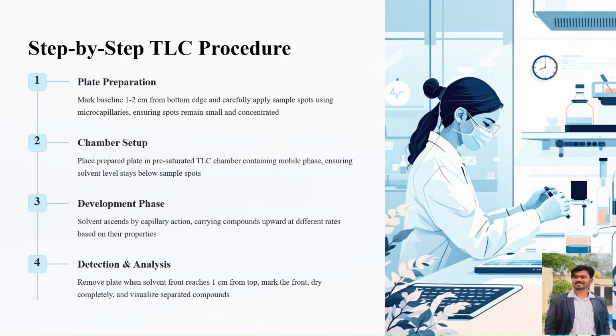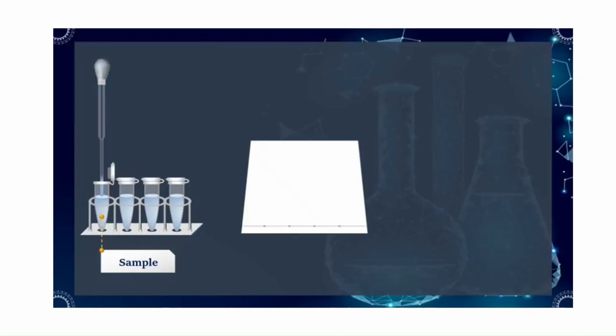Now coming to the next slide, the TLC procedure. At first, the plate preparation, we have to make the plate as I discussed before, and then chamber setup. The prepared TLC plate is placed into the TLC chamber where the mobile phase is there, and then the development phase and detection and analysis.